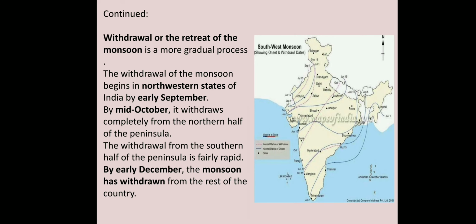Now let us discuss the withdrawal or the retreat of the monsoon. Withdrawal or the retreat of the monsoon is a more gradual process. The withdrawal of the monsoon begins in northwestern states of India by early September. By mid October, it withdraws completely from the northern half of the peninsula. The withdrawal from the southern half of the peninsula is fairly rapid. By early December, the monsoon has withdrawn from the rest of the country. From this map given, understand the withdrawal or the retreat of the monsoon.